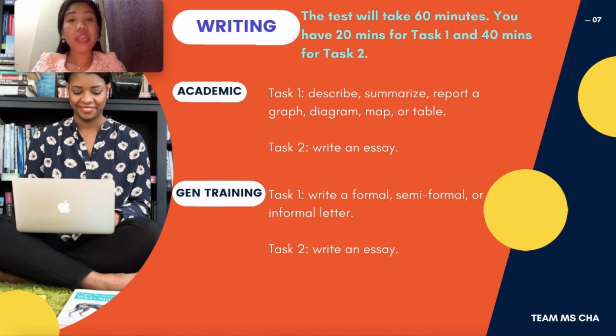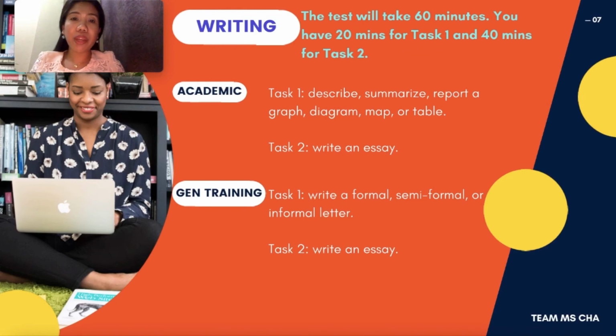IELTS writing will take 60 minutes, wherein you will spend 20 minutes for your task 1 and 40 minutes for your task 2. You will be able to finish this in less than an hour given that you have practiced. Because once you practice, you will be able to find your strengths and weaknesses, the things that you need to improve in writing. And you can review technical errors, punctuation, spelling, grammar.